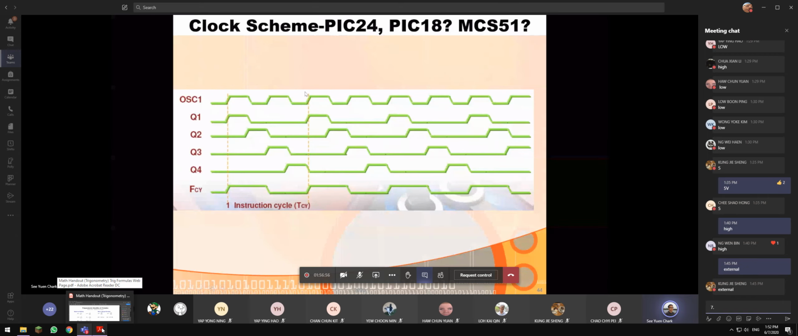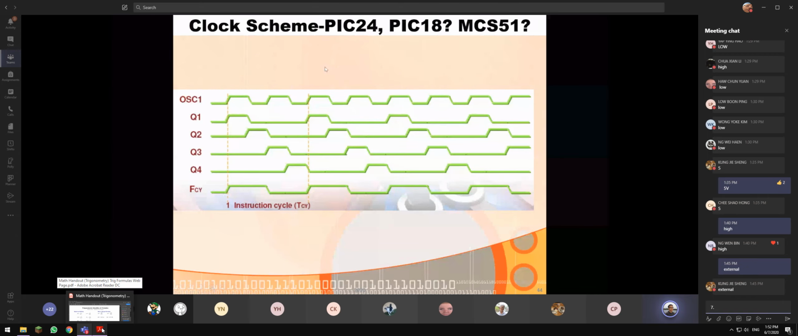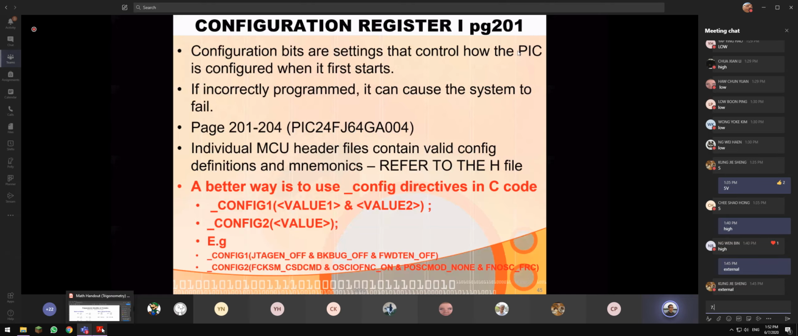Of course, I told you already, PIC24 is divided by 2. FCY divided by 2, divided by 4, divided by 12. And of course, how to manage the config, no problem. Actually, we are using pragma. So let's look into all the bits, into this config 1 and config 2.